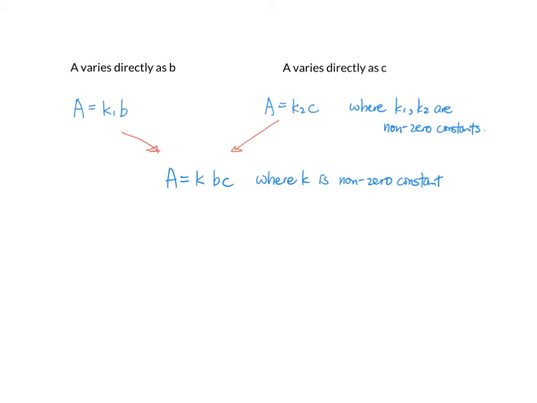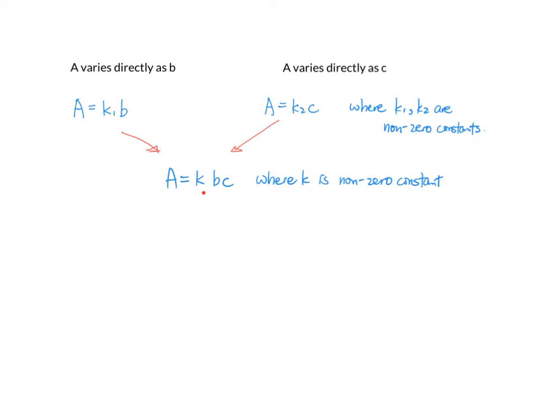In some situations, when a quantity varies directly as another quantity, at the same time, it also varies directly as some other quantity. We can actually put these two relationships into one. In this case, mathematically, we could say A equals K1 B. At the same time, A also equals K2 times C, where K1 and K2 could be two different non-zero constants. We could put them into this equation: A equals K times B times C, where K is a non-zero constant.